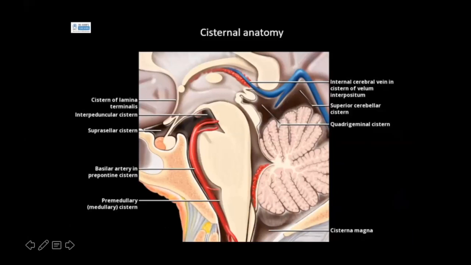So just to look at our cisternal anatomy on a sagittal image. We can appreciate we're smack in the midline here, and this is the midbrain. So this is the interpeduncular cistern. This is the pons, so this is the prepontine cistern, and we can appreciate the basilar artery running here. And this is the medulla here, so this is the premedullary cistern. This is the quadrigeminal cistern. And now we can see the cisterna magna.